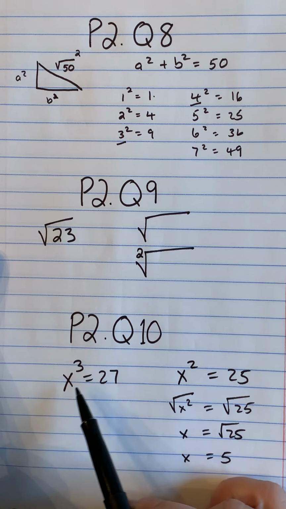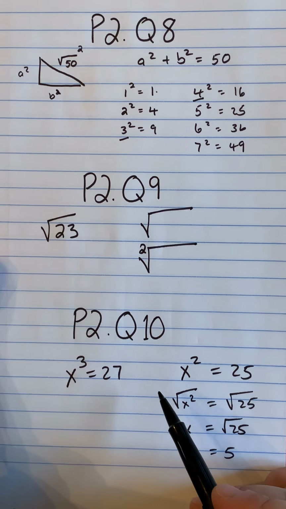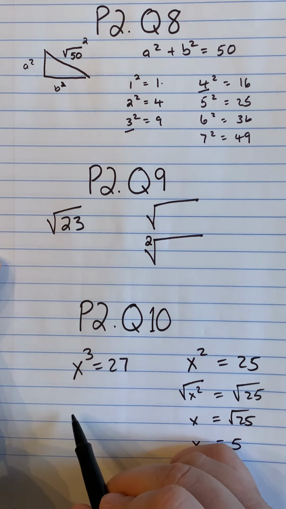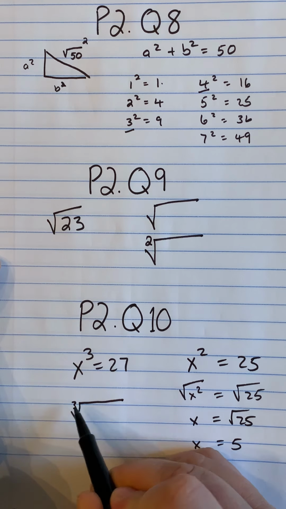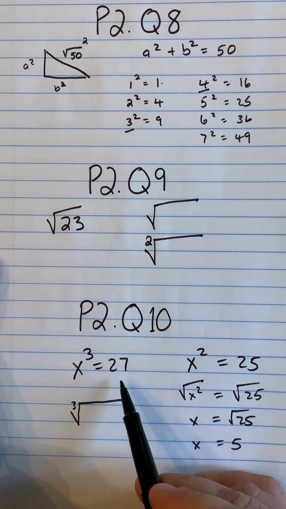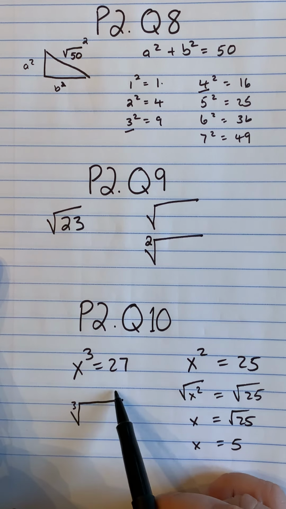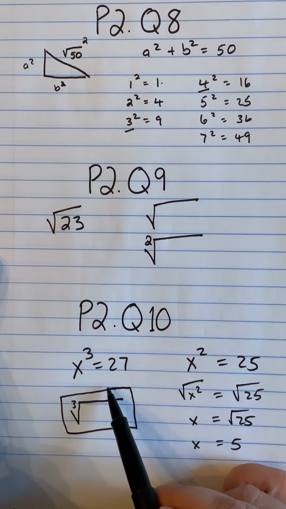So here we need to take the cube root of both sides, and the cube root button will look similar to the square root button, except it will have a little 3. So basically take 27 and then find the cube root button to help you find your answer.